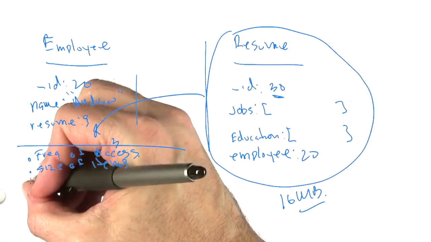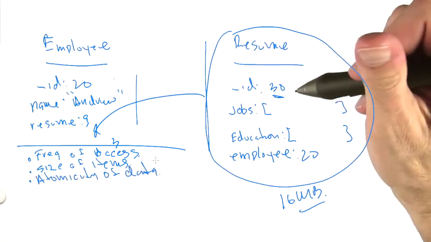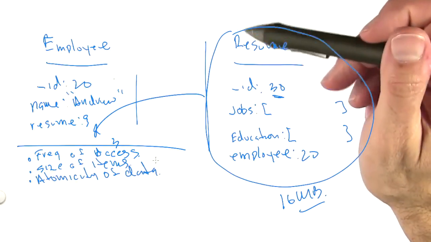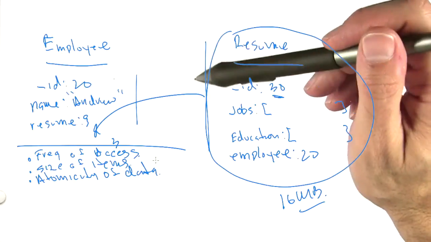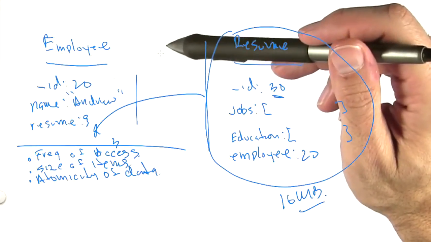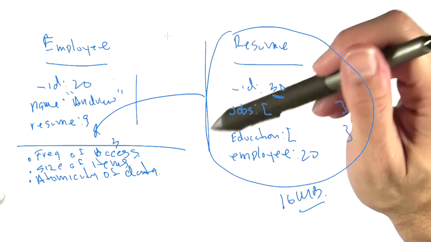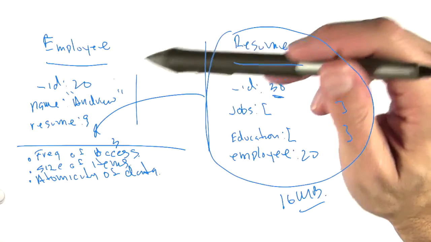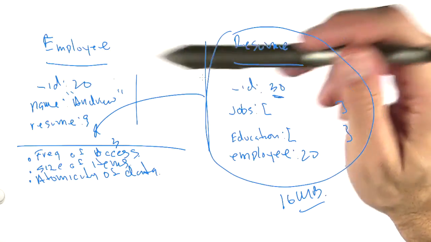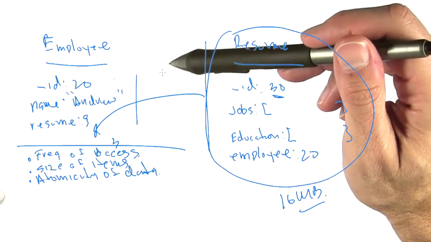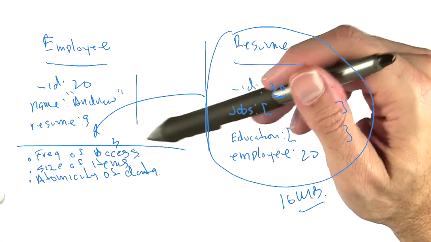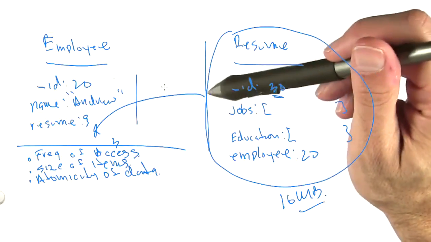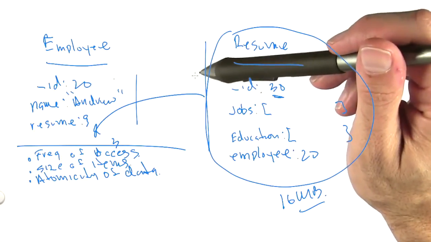And the final consideration is atomicity of data. Now, there are no transactions in MongoDB, but there are atomic operations on individual documents. So if you knew that you couldn't withstand any inconsistency and that you wanted to be able to update the entire employee plus the resume all at the same time, you may decide to put them into the same document and embed them one way or the other so that you can update it all at once.